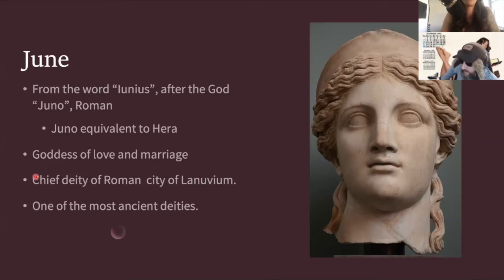So it was spelt Iunius, Junius, after the Roman goddess Juno. And she was equivalent to Hera. And she was the goddess of love and marriage. So to this day, June is a pretty popular marriage month.